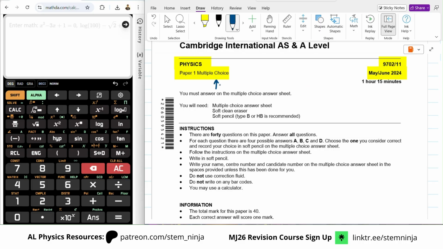Today we're going to talk about the paper 1 question paper from the May-June 2024, variant 11.